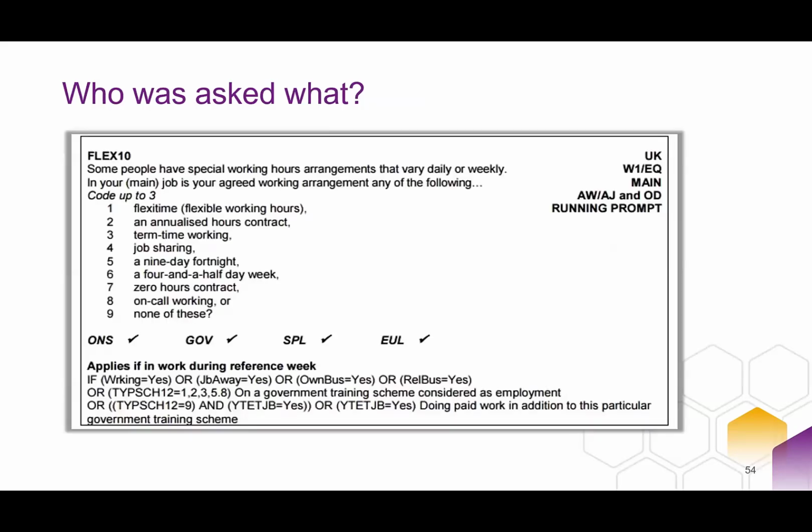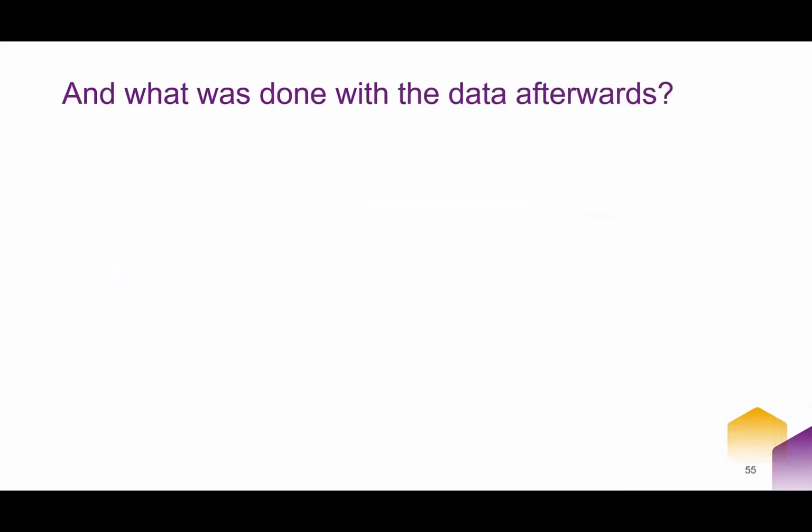So, for example, this is a variable called Flex10 from the Labour Force Survey. It relates to special working arrangements. We can see at the bottom here that this question is asked if the respondent is in work. It also gives information, this sort of complicated codey bit, about the other variables that have been used to define whether this question was asked. It does look a bit confusing, but once you've got your head around it, it does make a bit more sense. You will find that the documentation looks different across different data, but this gives you a general idea of what to expect.